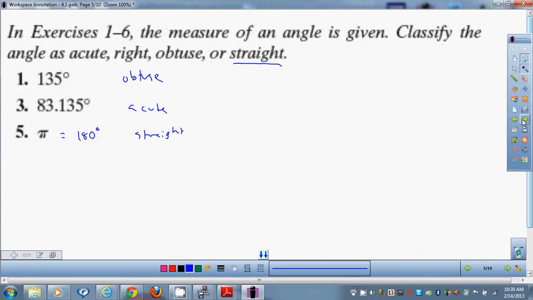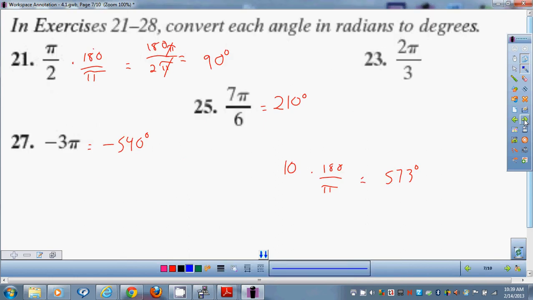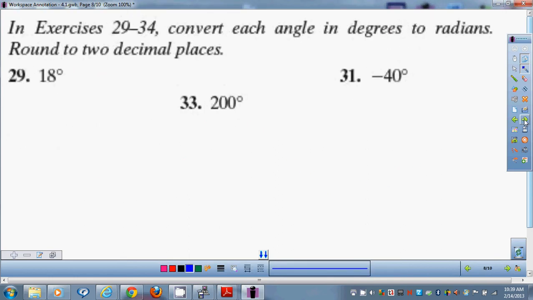Didn't we just do this? Oh, the difference is these are not like the nice ones. They're not the 135, the 210s. So like 18 is a tad uglier. So times pi over 180. Actually, this will reduce kind of nicely. What does 18 over 180 reduce to? That's right, 0.1, or I prefer fractions. So pi over 10.